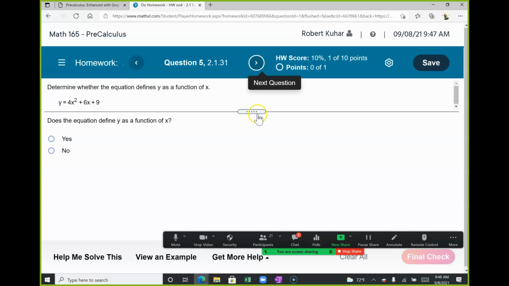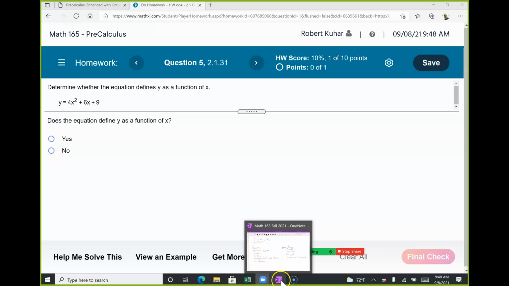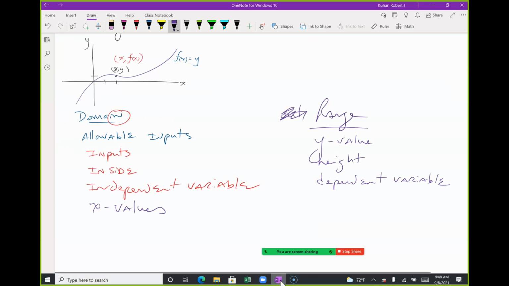Is this particular function a function of X? What does this guy look like? Looks like a normal equation. Well, yeah, but more than that, we actually know the shape of it. Yes, it's that parabola, right? We've got 4x squared plus 6x plus 9.